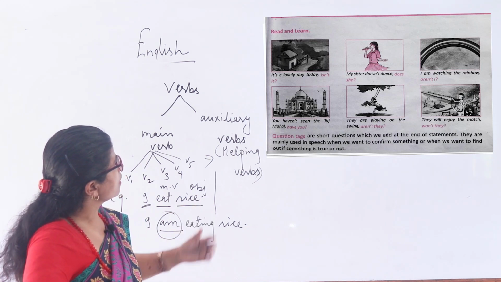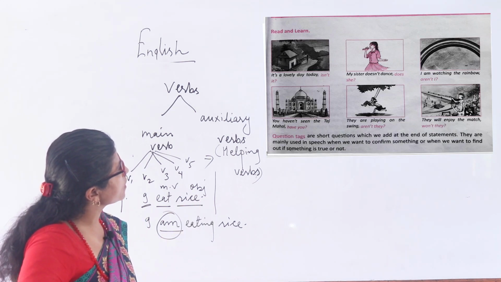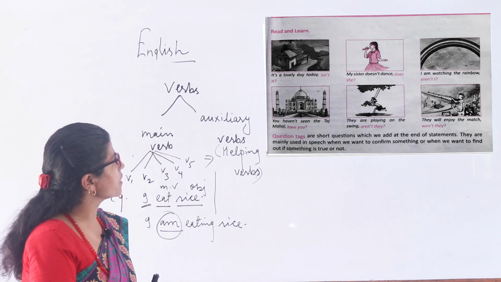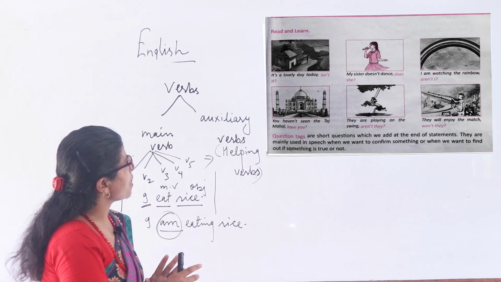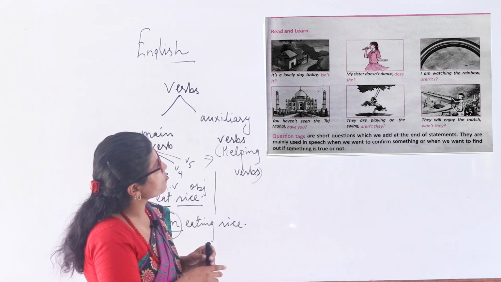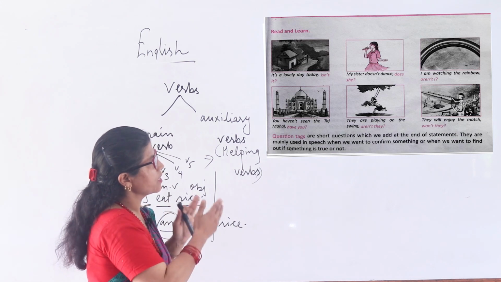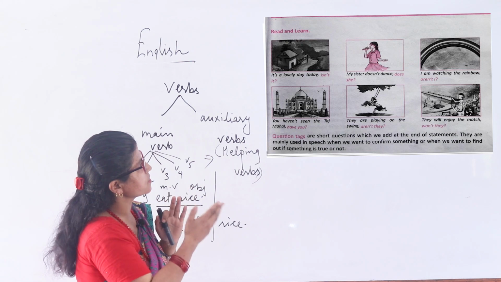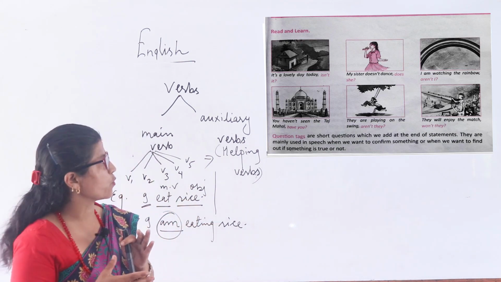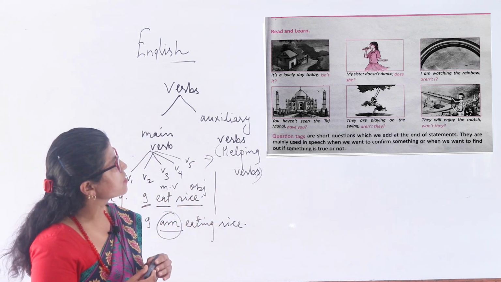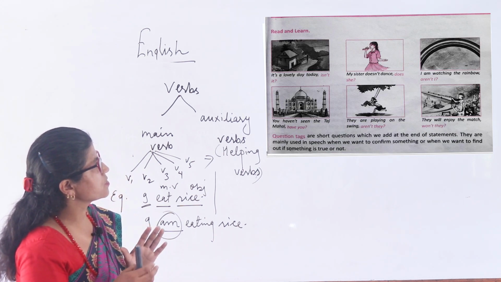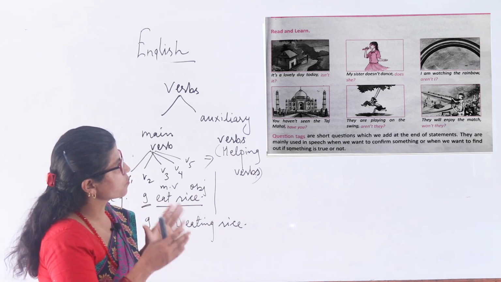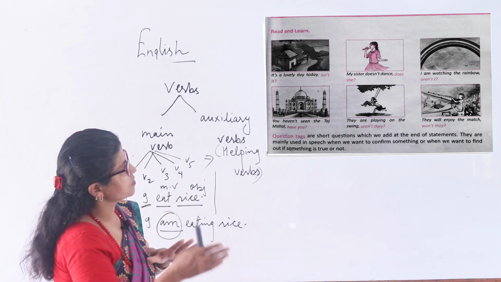See the examples. It's a lovely day today, isn't it? Let's see here. It's a lovely day today is an assertive sentence. Isn't it is another part. It begins with a capital letter, and what is there in between? A comma is there, and isn't it is separated by a comma; isn't it is another question, a short question. My sister does not dance, does she? My sister does not dance is one part, and does she is another part. So we can see the statement, and the tag is another form.